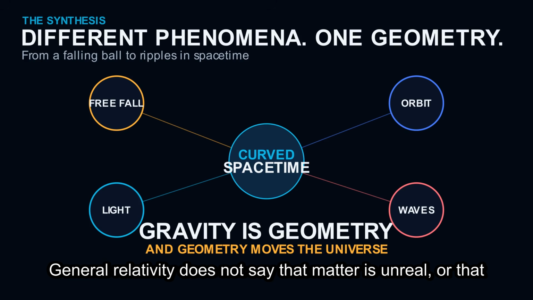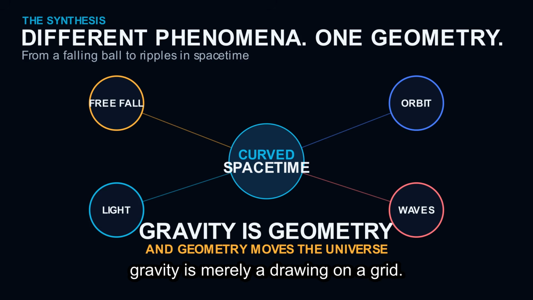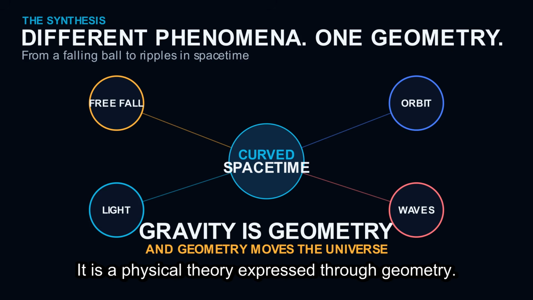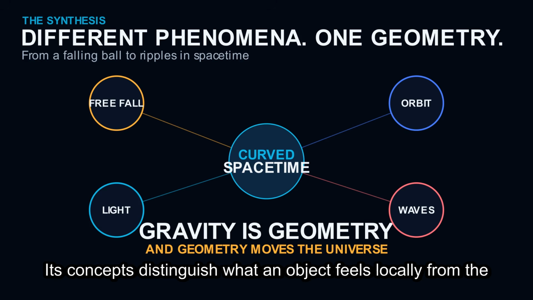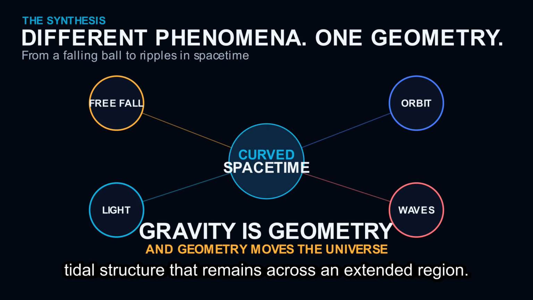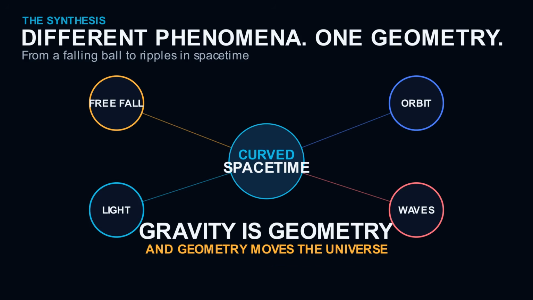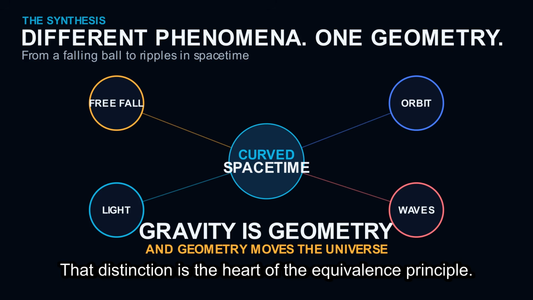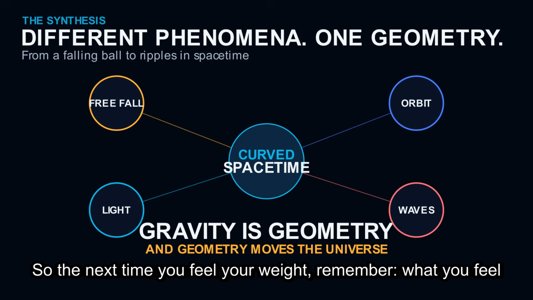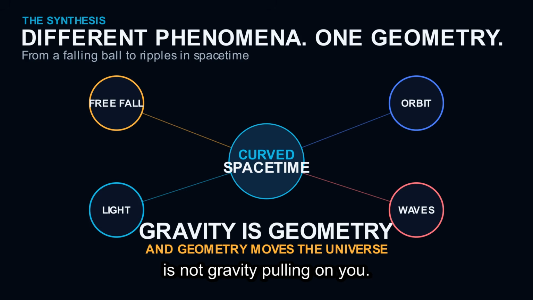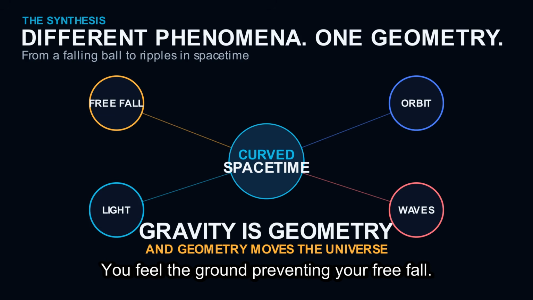General relativity does not say that matter is unreal, or that gravity is merely a drawing on a grid. It is a physical theory expressed through geometry. Its concepts distinguish what an object feels locally from the tidal structure that remains across an extended region. That distinction is the heart of the equivalence principle. So the next time you feel your weight, remember, what you feel is not gravity pulling on you. You feel the ground preventing your free fall.